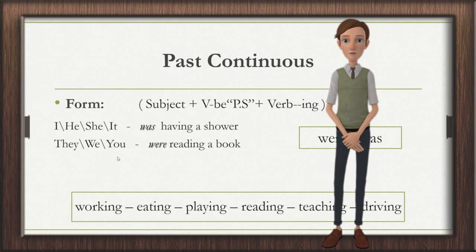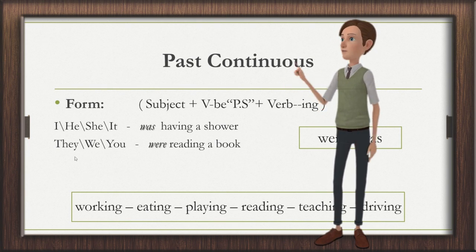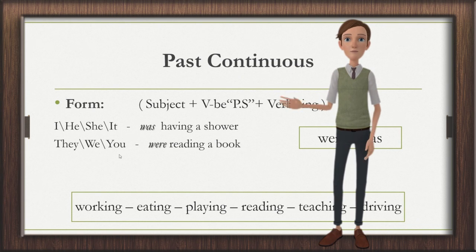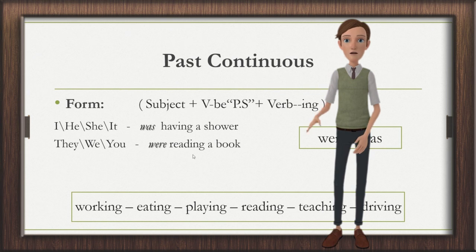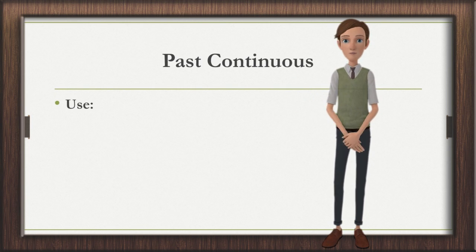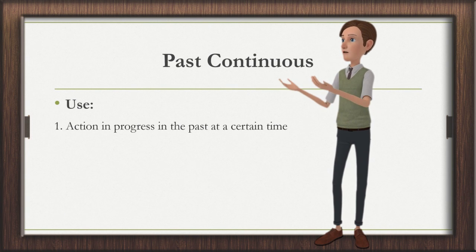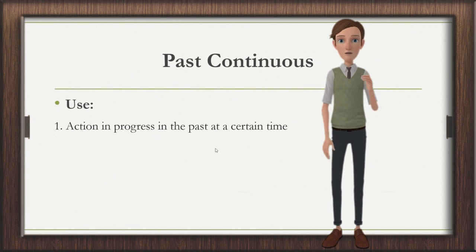They, we or you were reading a book. With they, we and you we use were plus verb with ing. The use of the past continuous. We use it to talk about action in progress in the past at a certain time.